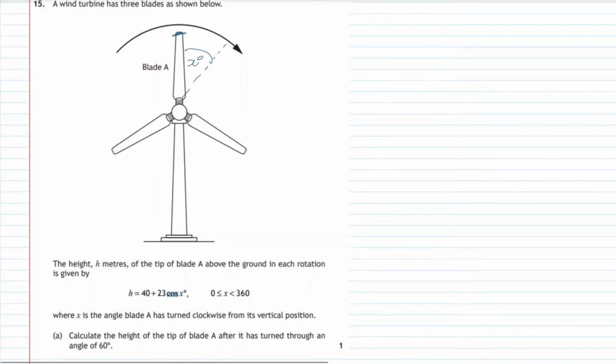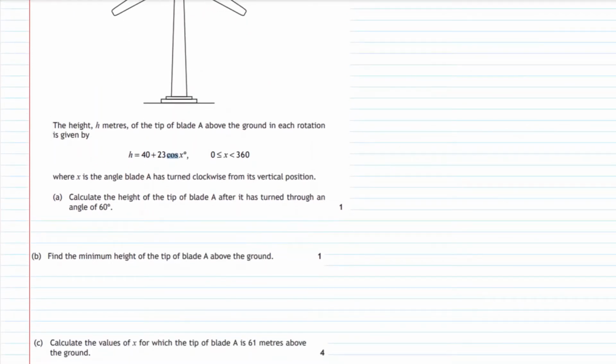Okay, so the first question is asking us to calculate the height after it turns through the angle of 60 degrees. So it's only worth 1 mark, so it should be just a simple substitution, and we'll see that it is. So I'll get the equation out again. It's asking what's the height after it's turned through an angle of 60. So let's replace x with 60 degrees.